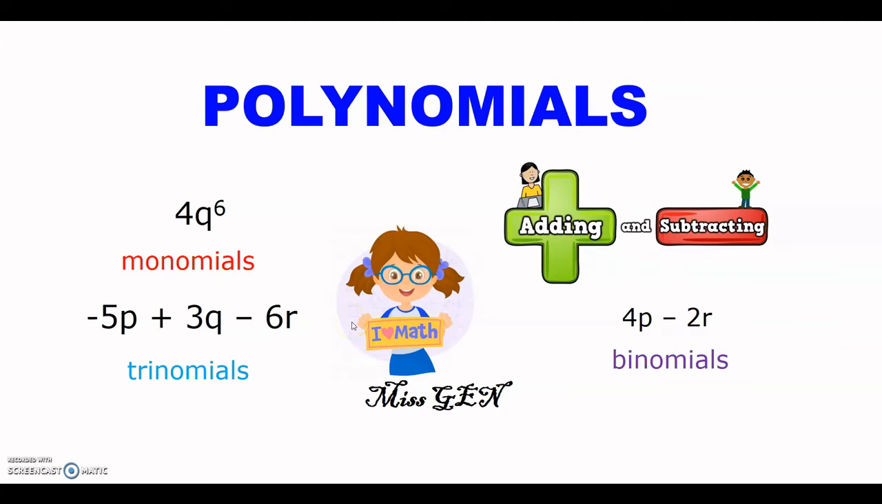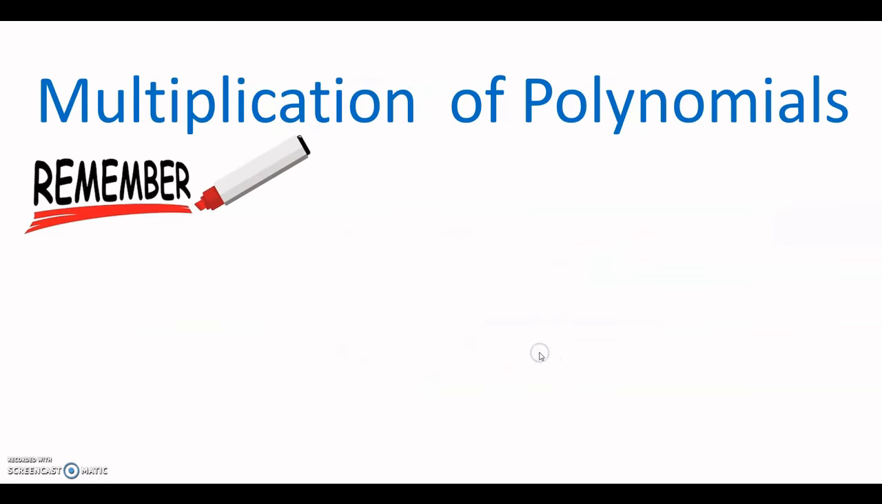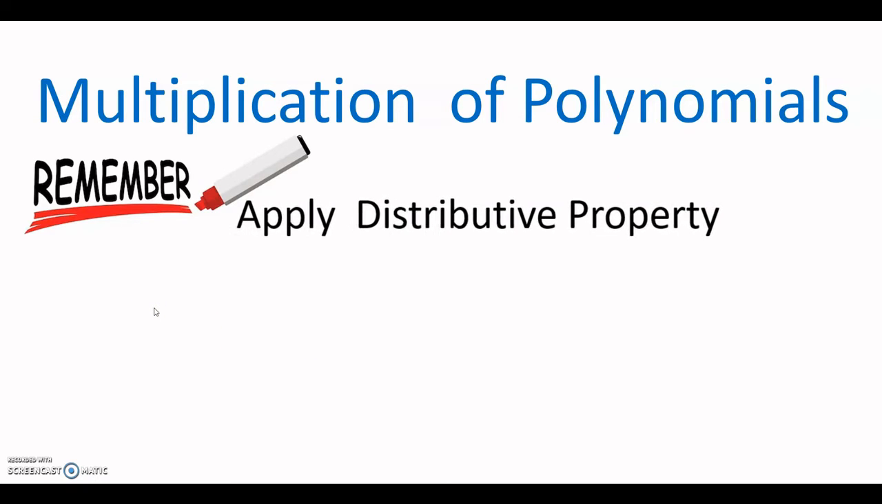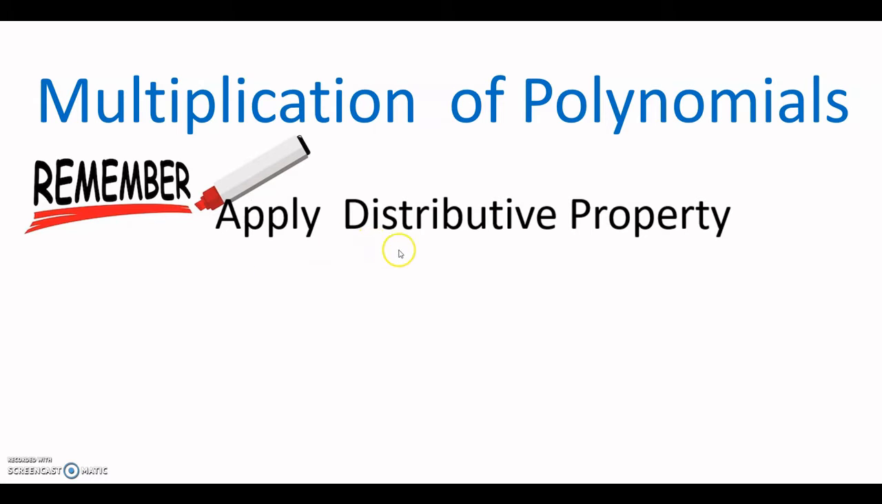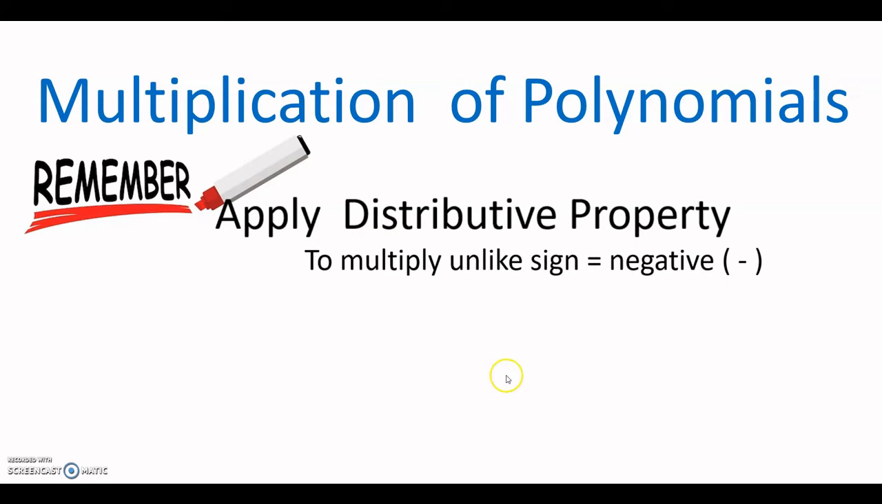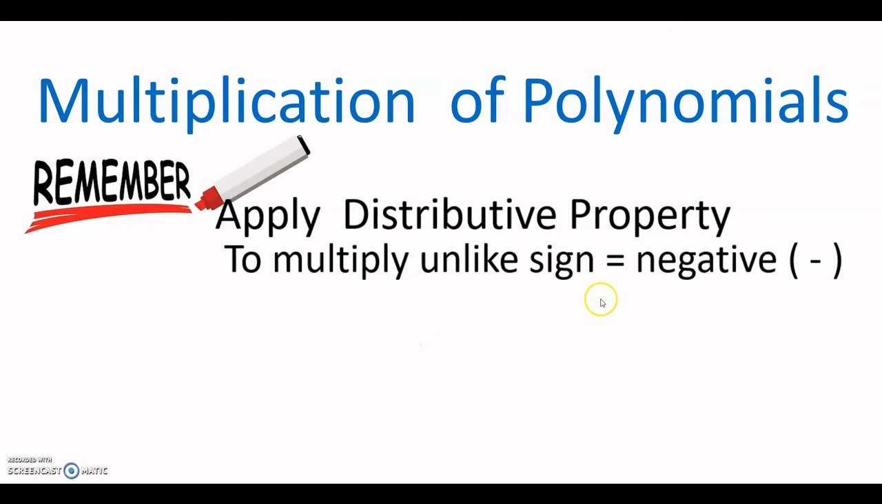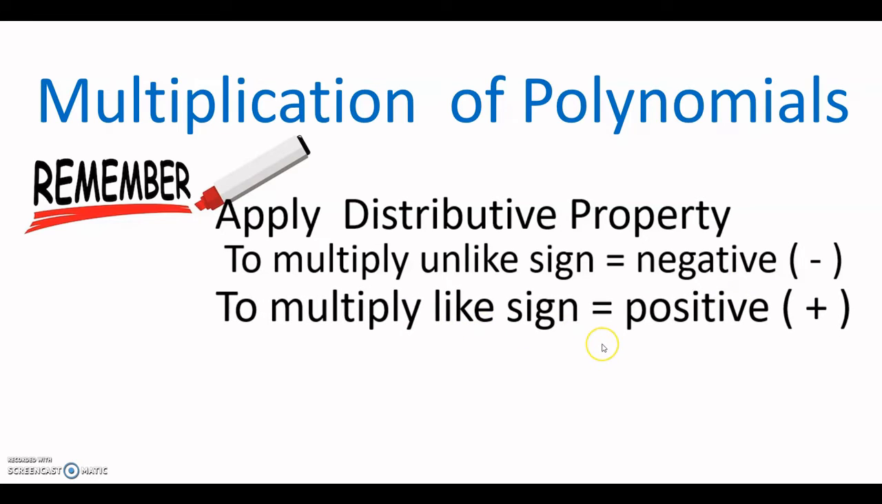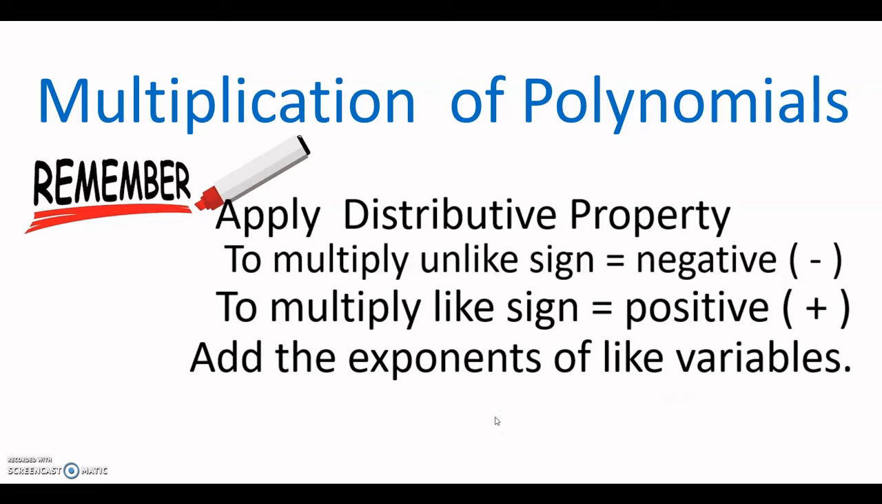In my previous video, we learned how to add and subtract polynomials. For today's video, we will learn multiplication of polynomials. Remember, in multiplication of polynomials, we will apply the distributive property. To multiply unlike signs, the answer is negative. To multiply like signs, the answer is positive. And add the exponents of like variables. Let's go to answer our first example.